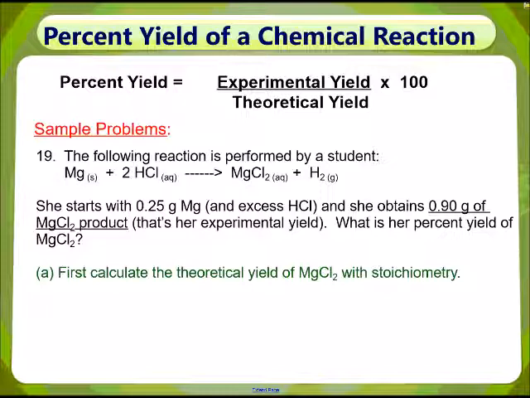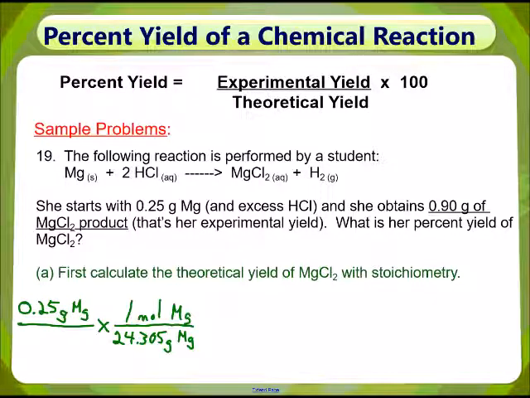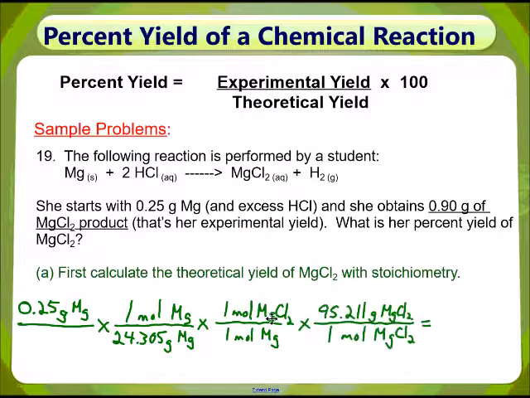First, we have to calculate the theoretical yield of magnesium chloride with stoichiometry, meaning how much could she have gotten had everything gone perfectly. So we start with 0.25 grams of magnesium. We convert that to moles of magnesium. That's step one. Step two, we do our mole to mole ratio, where we convert moles of magnesium to moles of magnesium chloride. And then we convert moles of magnesium chloride to the mass for magnesium chloride. Multiply across the top, divide by the bottom. The best she could have done would have been 0.98 grams of magnesium chloride.